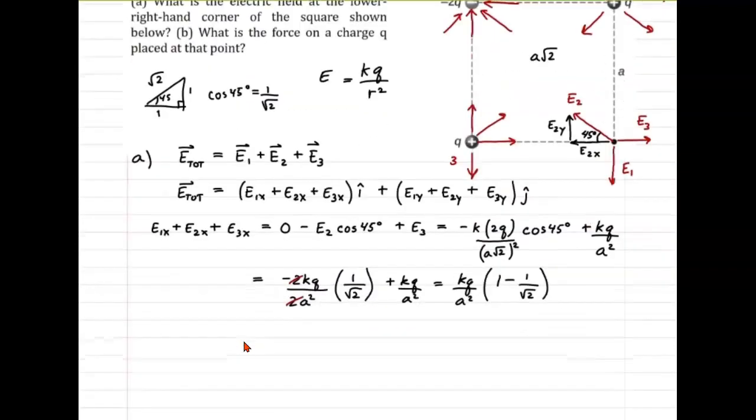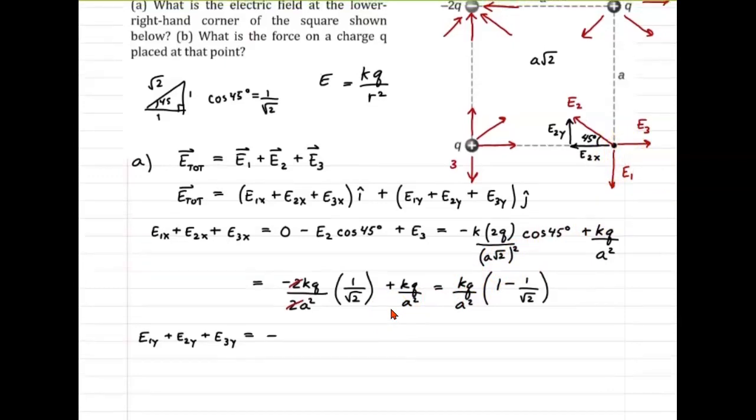So we want to know what E1y plus E2y plus E3y equals. So E1y, you can see E1 has no x components, all of it's in the y, and it's going down, so it's negative. So it's going to be negative times E1, the magnitude.